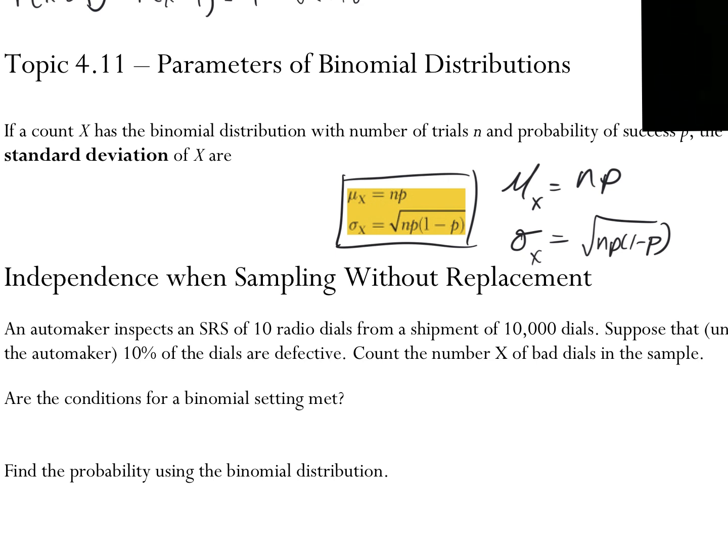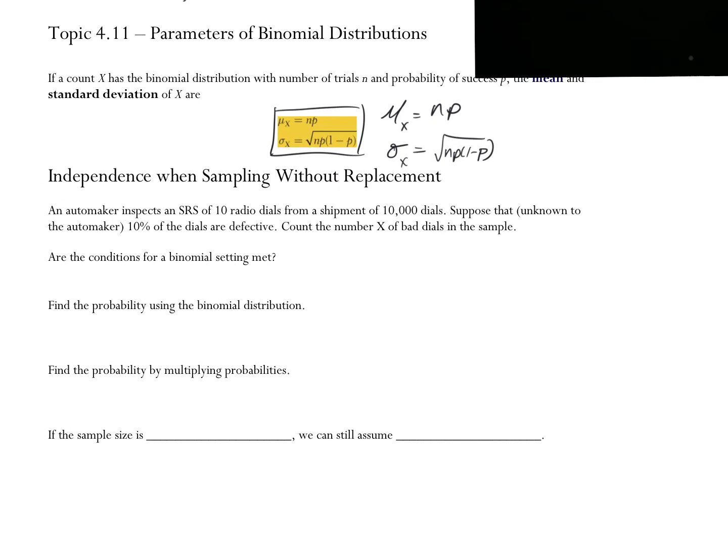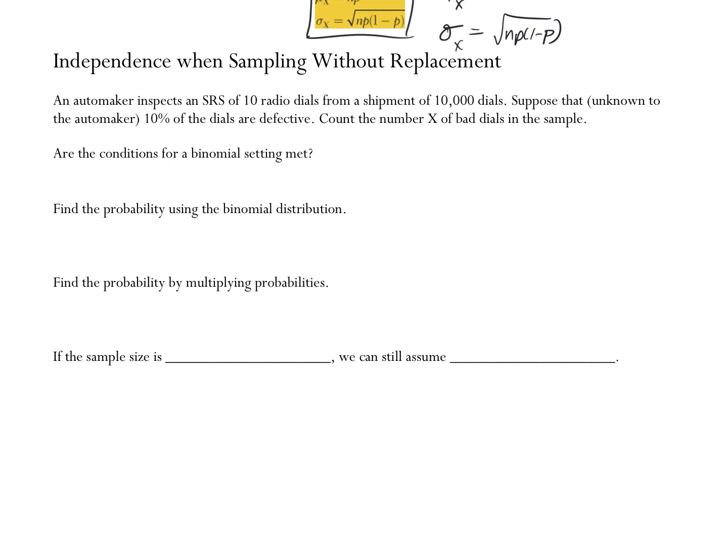Now, I want to spend a little bit of time, not a lot, but at least a little bit, talking about this independent, same probability of success each time. All right, so let's say I am the person that manufactures the dials that go on car radios. And I happen to know that 10% of those dials have some sort of defective property to them.